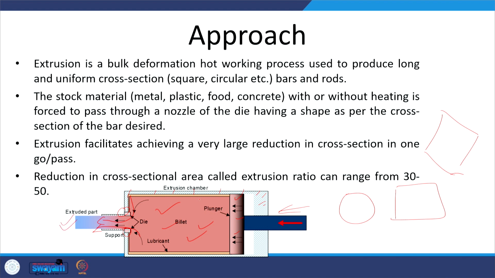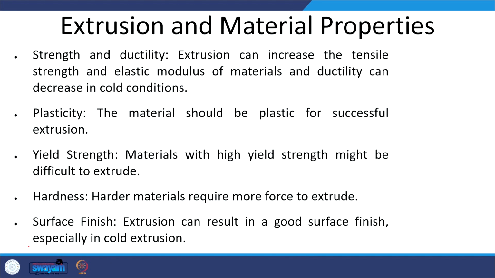So, in this reduction in cross section, initially we have a very large diameter and finally we get a much smaller diameter. This reduction in cross section is huge, and that is quantified in terms of the extrusion ratio. This is the typical approach of the extrusion process. Okay. So, extrusion and the material properties.